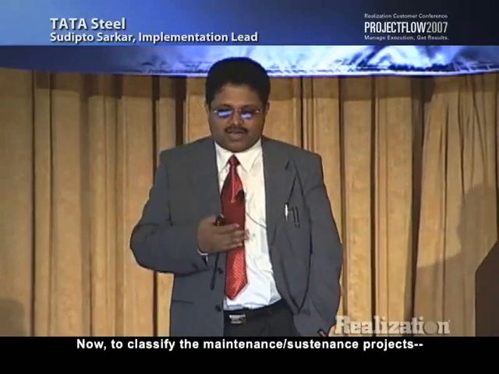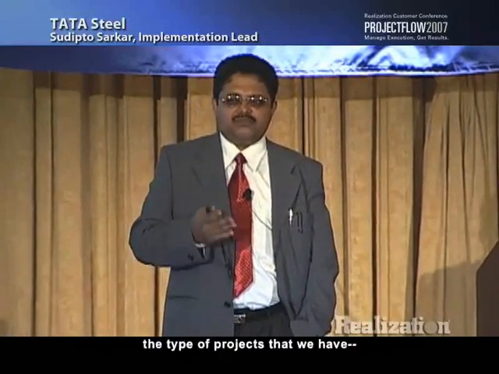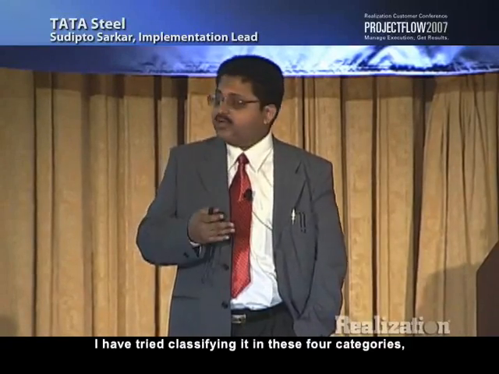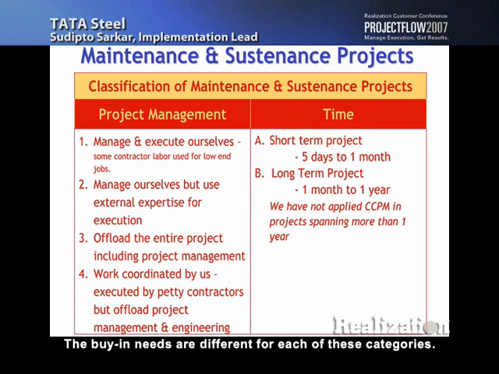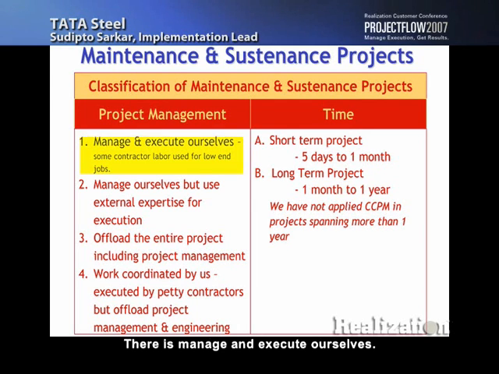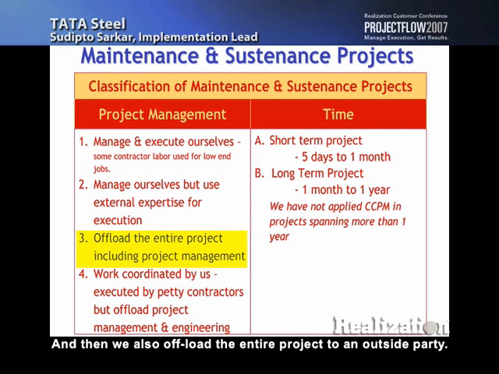Now, to classify the maintenance sustenance projects, the type of projects that we have, I have tried classifying it in these 4 categories. Primarily from a project management perspective, because the buy-in needs are different for each of these categories. There is manage and execute ourselves, as well as the second one, we manage ourselves but get experts to help us in execution. And then we also offload the entire project to an outside party.